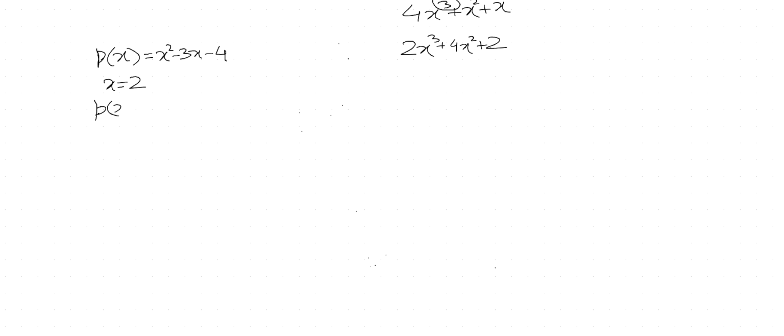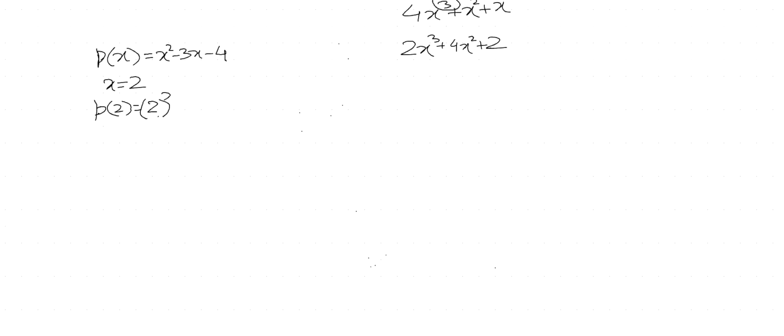What is it known as? P of 2. It means I am telling you, tell me the value of this polynomial when the value of x is 2. So wherever it is x, you have to put 2 here. This is a square, so you have to mark it as a square.